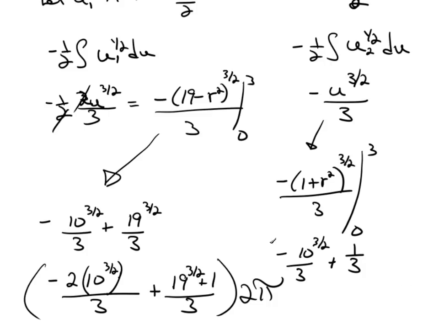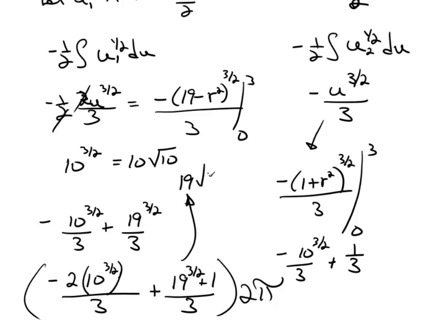I'm really running out of room here. Let me go up here for a second. This is a quick reminder of this 10 to the 3 halves. Well, that's the square root of 10 cubed, so that's 10 root 10. So I could write it like that. And obviously this is also going to be 19 root 19. There's a few things you can fiddle around with, and obviously the denominator is the same, so you can put them all together and so forth. But essentially, there's the answer right there.